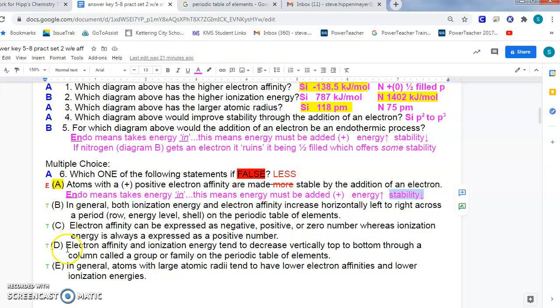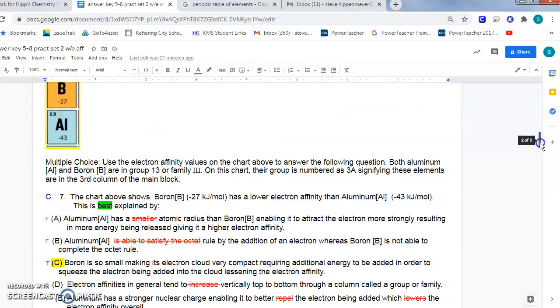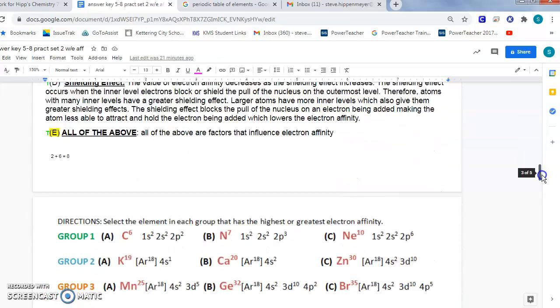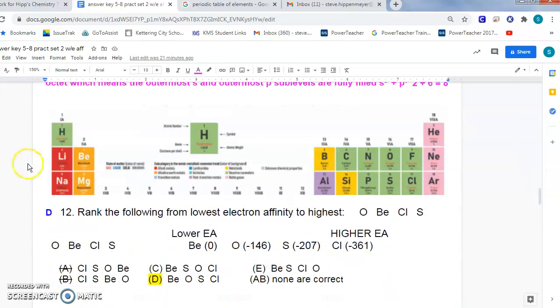But let's make sure there are no other false statements. Letter B, in general, both the ionization energy and affinity increase horizontally, left to right. Absolutely. As we go left to right, the ionization energy increases. Why? Because the atoms are getting smaller. As we move left to right across the periodic table, the atoms are getting smaller, so the ionization energy goes up. But so does the electron affinity.